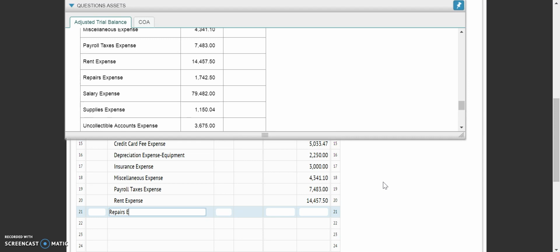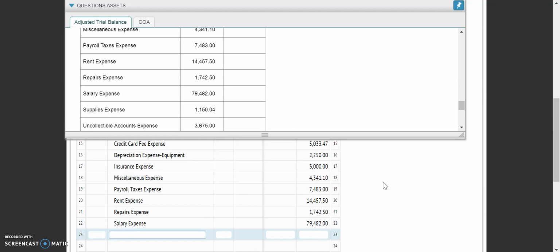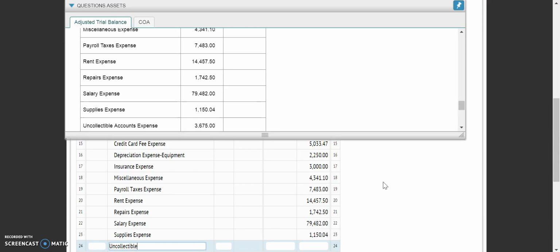So we're on repairs expense, 1,742.50, and salary expense, 79,482, and supplies expense for 150.04, uncollectible 3675.